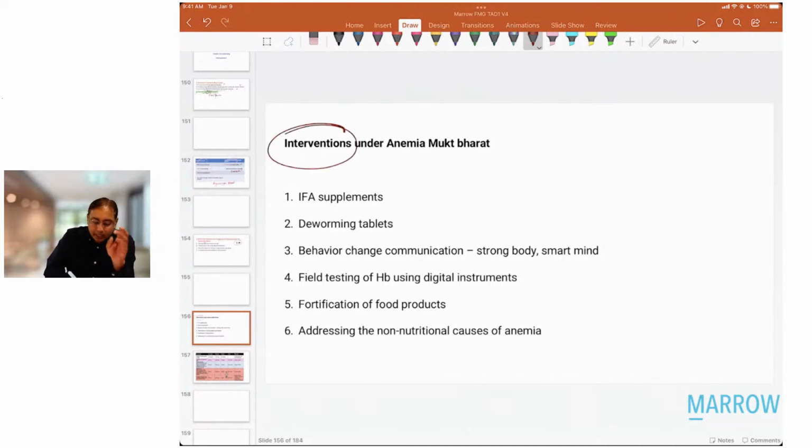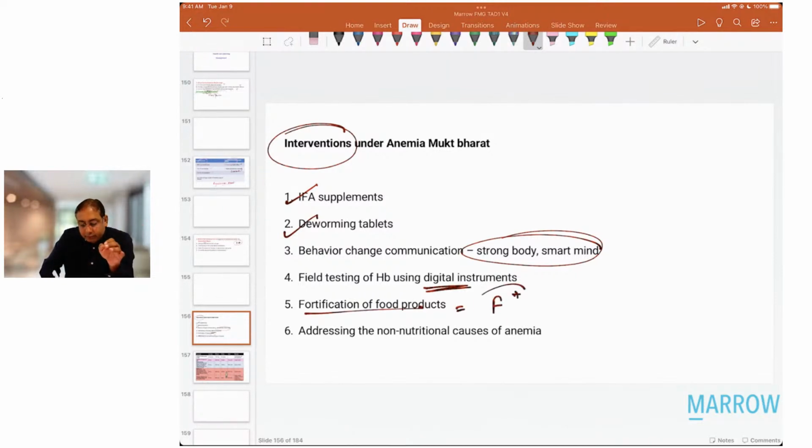The 6 interventions are iron folic acid supplements, deworming tablets, and behavior change communication, whose theme is to have a strong body and a smart mind. Field testing using digital hemoglobin testing instruments. Fortification of food products. We are calling it F+ fortification. In F+ fortification there will be iron, folic acid, plus we are also adding vitamin B12. So all are parts of the fortification of the food products. They are given as F+ food products.